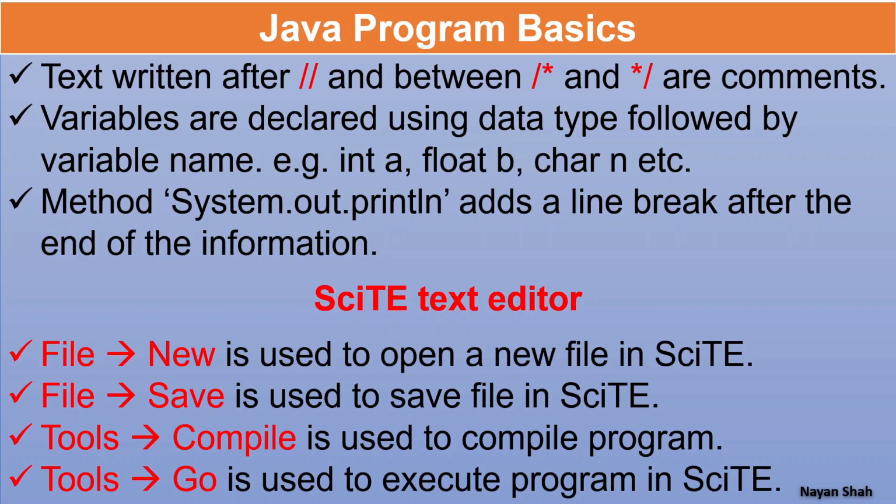Now the textbook discusses a text editor called the BlueJ text editor, a scientific text editor, which is software available in Linux. We are using Windows, so we can use Notepad. But for this text editor, there are 4 commands given which are important from the exam point of view. File new is used to create a new file. File save is used to save the file. Tools compile is used to compile the program. If you don't want to compile using the command, there is a tools menu from where you can compile the program, and tools go is used to execute the program. So just remember these 4 commands: file new, file save, tools compile, and tools go.